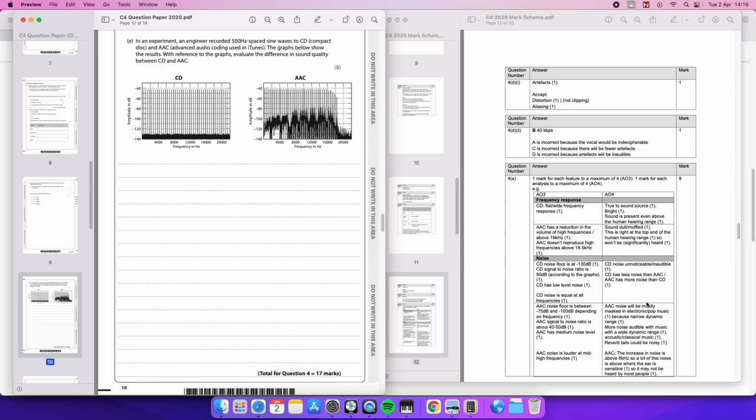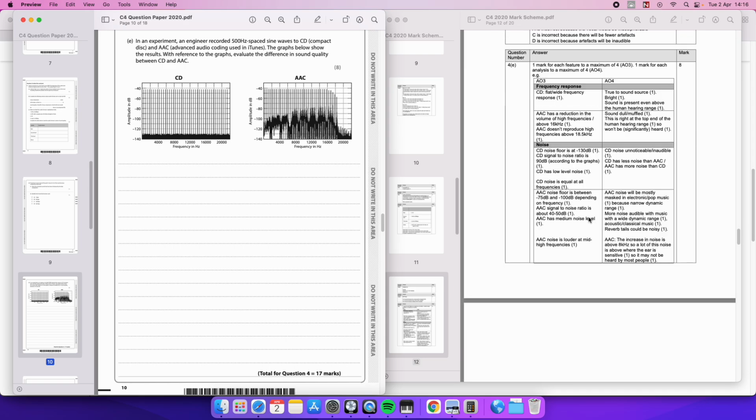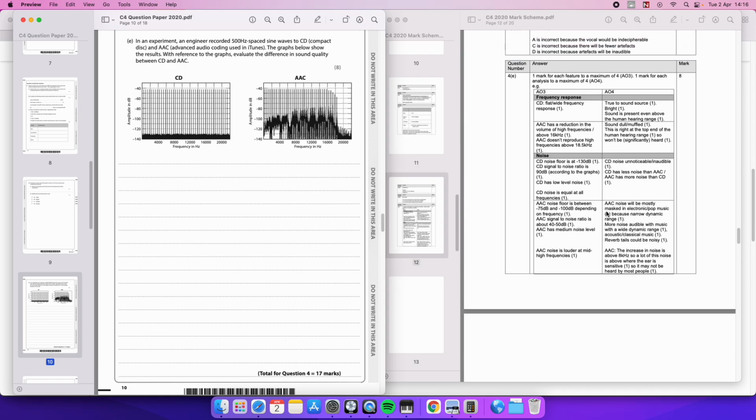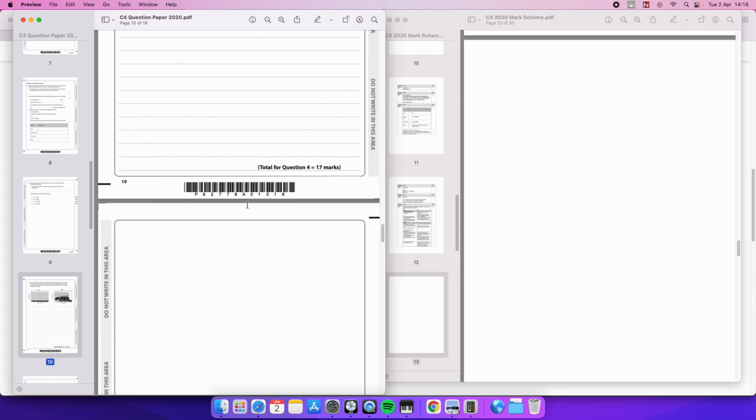Noise floor comparisons between the two. Please have a read of this yourself. I don't want to go through it all because it will just slow the video down. So just go through some of these here. That's it. Just 2 things, noise and frequency response. Well, those are the 2 things to look at, really, isn't it? So frequency response across the CD and AAC in terms of the sine waves, and then the noise floor between the two as well. Yeah, very nice.